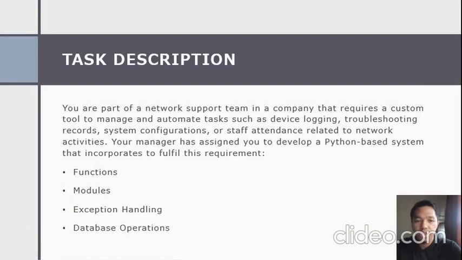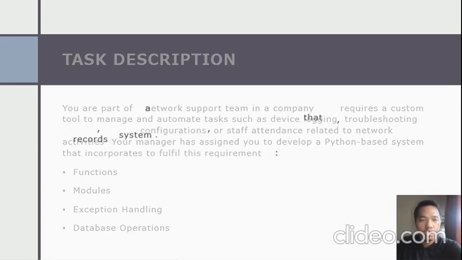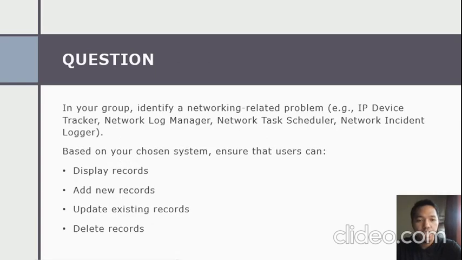For the task description, we need to build a system that solves network activity problems such as logging activities, network hacking, and others. We need to develop that system to fulfill the requirements based on functions, modules, exception handling, and database operations. From the system that we develop, we need to display records, add new records, update records, and delete records. Those are the 4 things we need to do.